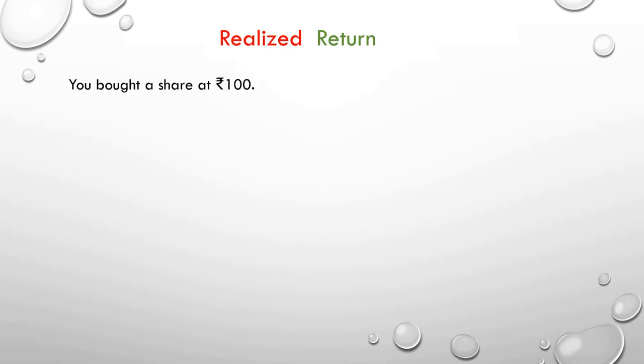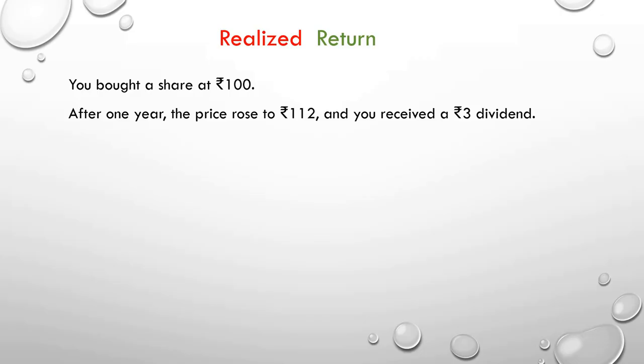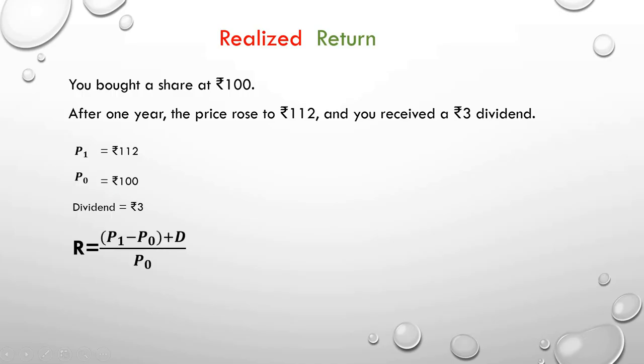So let's say you purchased a share for 100 rupees and you sell after 1 year for 112 and you receive 3 rupees as a dividend. In this case, your P1, that is your selling price, is 112. You purchased it for 100 rupees and your dividend income is 3 rupees. Now your capital gain is 12 rupees and your dividend income is 3 rupees. That means a total of 15 rupees you have earned by investing 100 rupees. So how we are going to do it? (112 minus 100 plus 3) upon 100. That will give you the 15% return. Hope you have understood the concept of expected and realized return. Thank you.